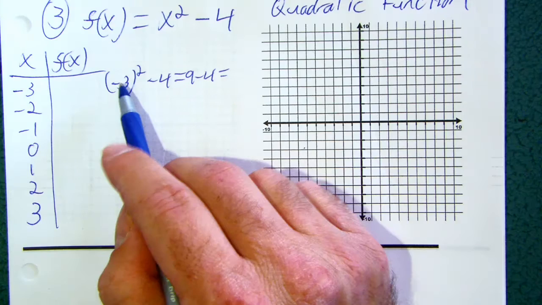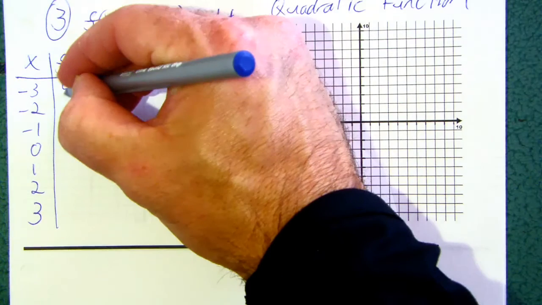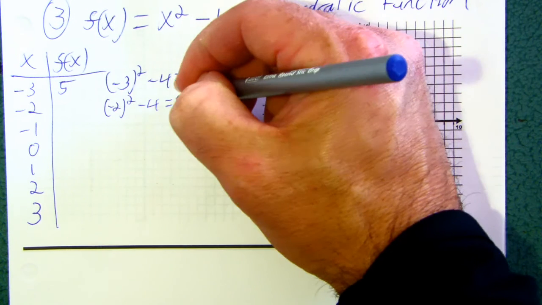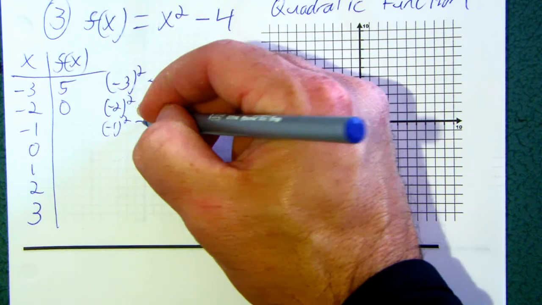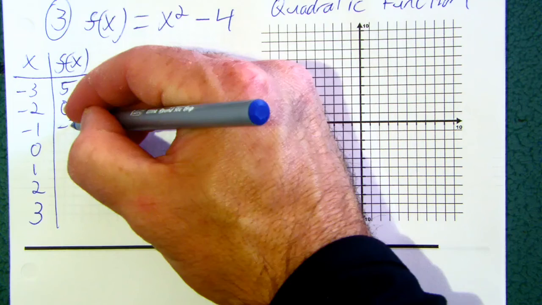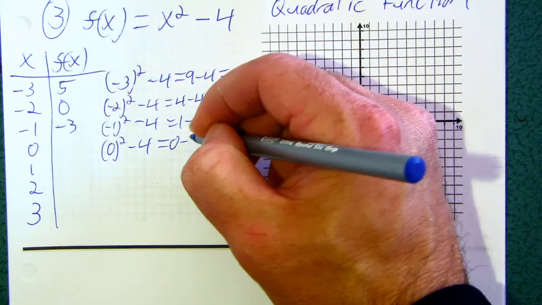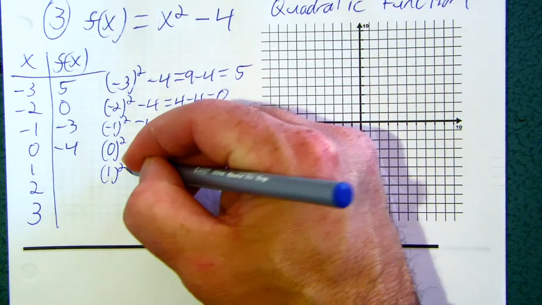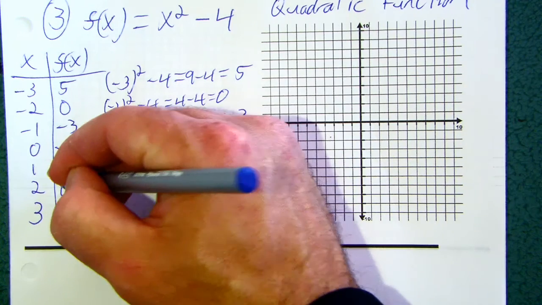So remember, whenever you square a number, it's going to be positive. So that's I got positive 9 there. It's negative 3 times negative 3. So first up, I got negative 3, 5. And then negative 2 squared minus 4, that's going to get 4 minus 4, so that's just 0. Negative 1 squared minus 4 is going to be 1 minus 4 is negative 3. 0 squared minus 4 is 0 minus 4 is negative 4. 1 squared is 1, so I got 1 minus 4 is negative 3, and then we go 0 and 5.